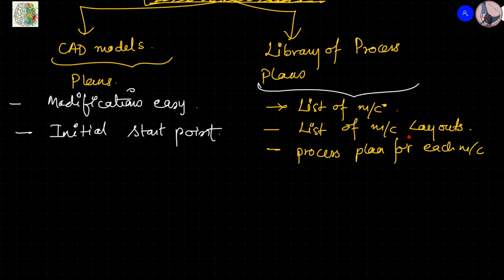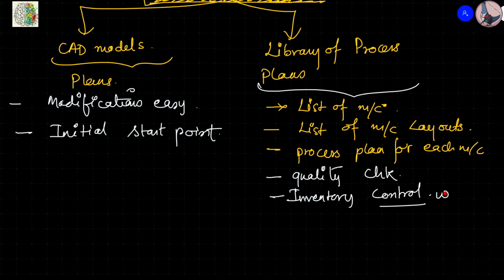Then there is the list of machine layouts, like where those machines are, how these machines are laid out on the shop floor. Then the process plan for each manufacturing step, meaning what to do, when to do, all those things were mentioned. Then quality checks, meaning what the quality checks are and at which steps you need to do them, were also mentioned. Then inventory control was very easy.